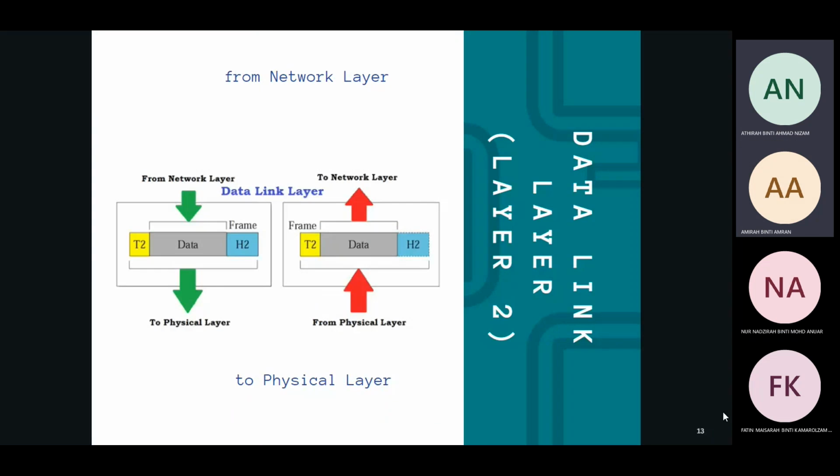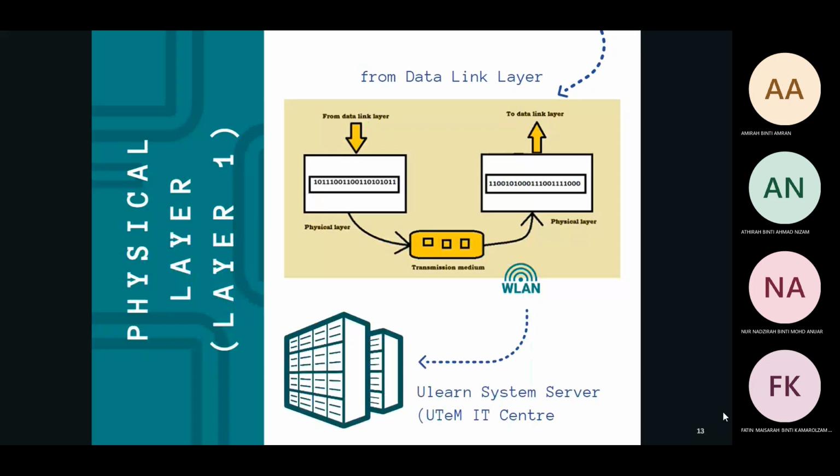Next is the data link layer, layer 2. When the packets pass to layer 2, the data link layer, they will be broken down into frames and delivered to layer 1, which is the physical layer. Next, I will pass to the next presenter, FATIN MAISARAH.